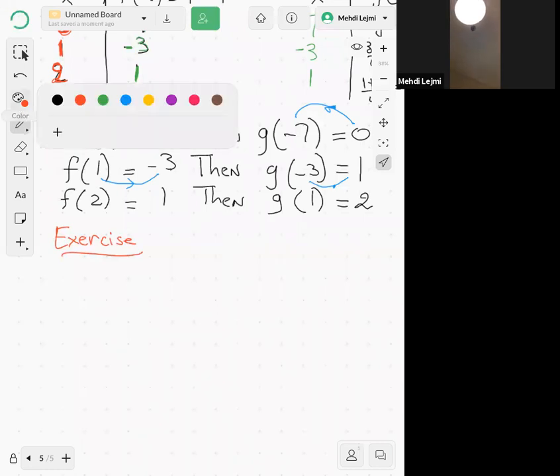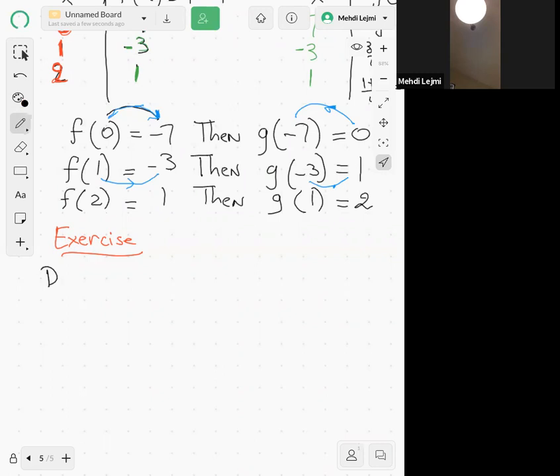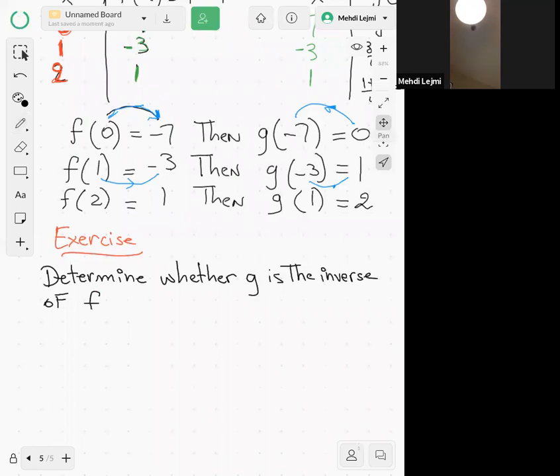And after this exercise, I'm going to show you guys in general how to find the inverse of a function, right? So in this exercise, we have to determine whether G is the inverse of F.